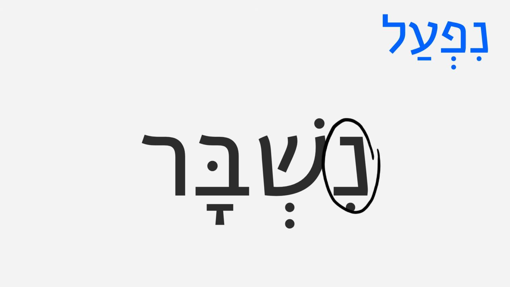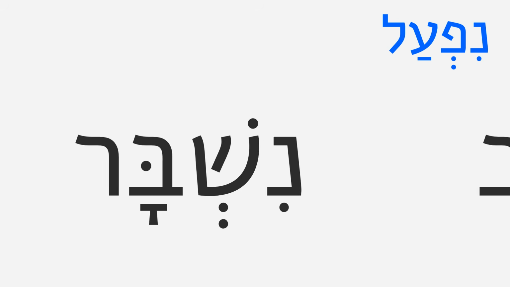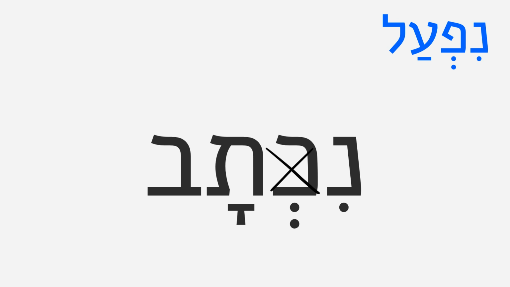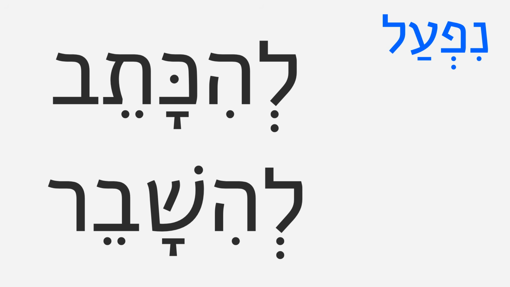Nifal verbs with nun prefixes will have a dagesh in the second root letter if the letter sound changes, as in nishbar with ba, but not in the first root letter, as in nichtav, is written. That's the opposite of nifal verbs that don't have a nun prefix. Those have a dagesh in the first letter if necessary, lahikatev, to be written, and not in the second root letter, as in lahishaver, to be broken, with v.